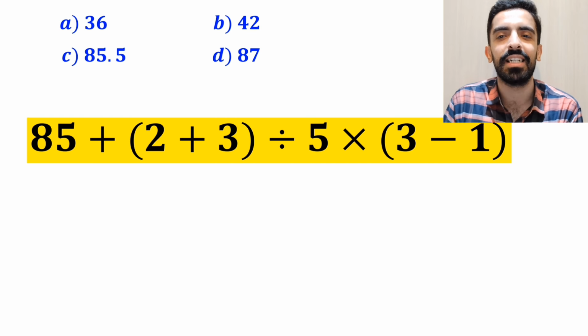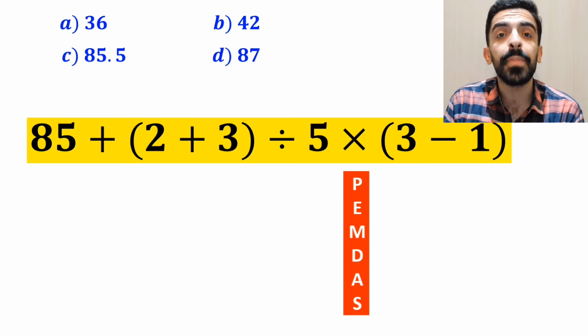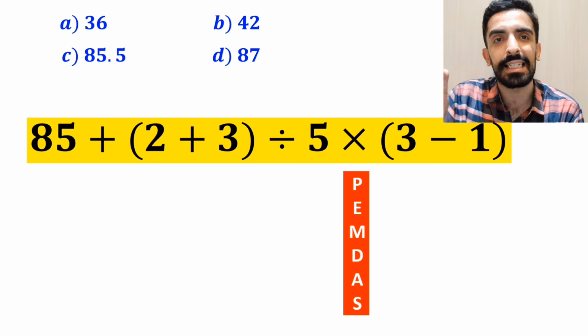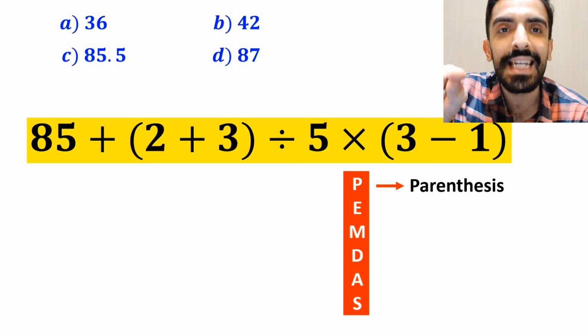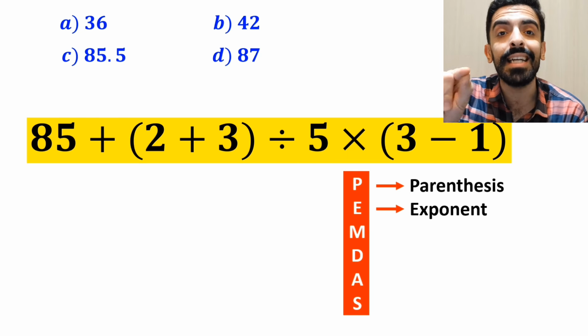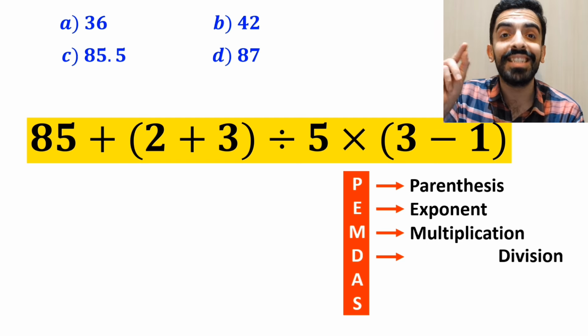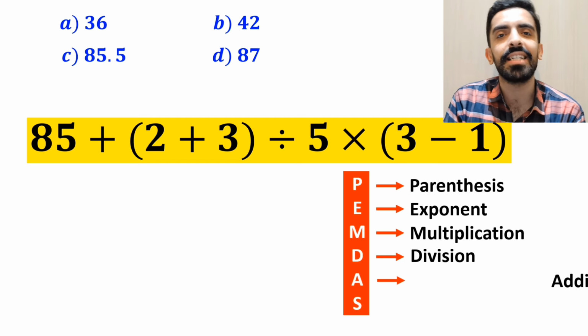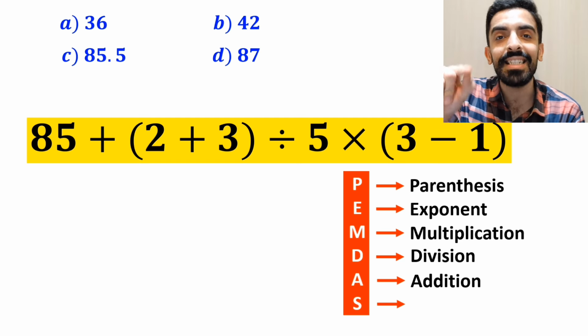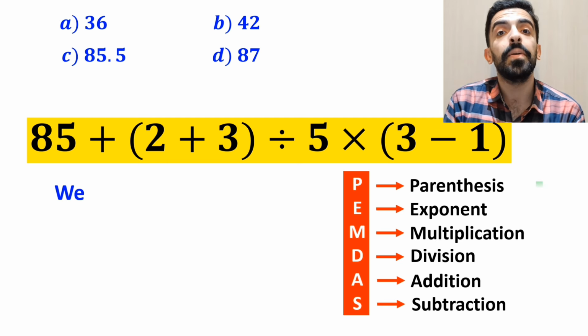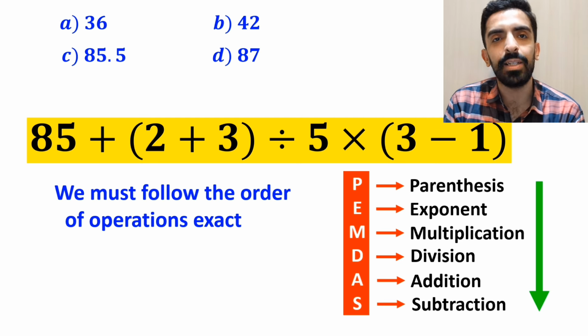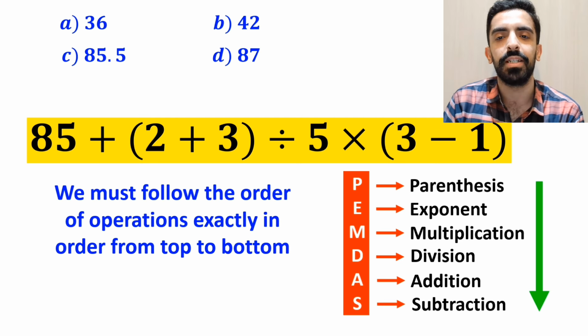Alright, now let's go step by step together and we'll show you how to solve this expression properly. To solve this question, we must follow the PEMDAS rule step by step. In this rule, P stands for parentheses, E stands for exponent, M stands for multiplication, D stands for division, A stands for addition, and S stands for subtraction. We must follow the order of operations exactly in order from top to bottom.